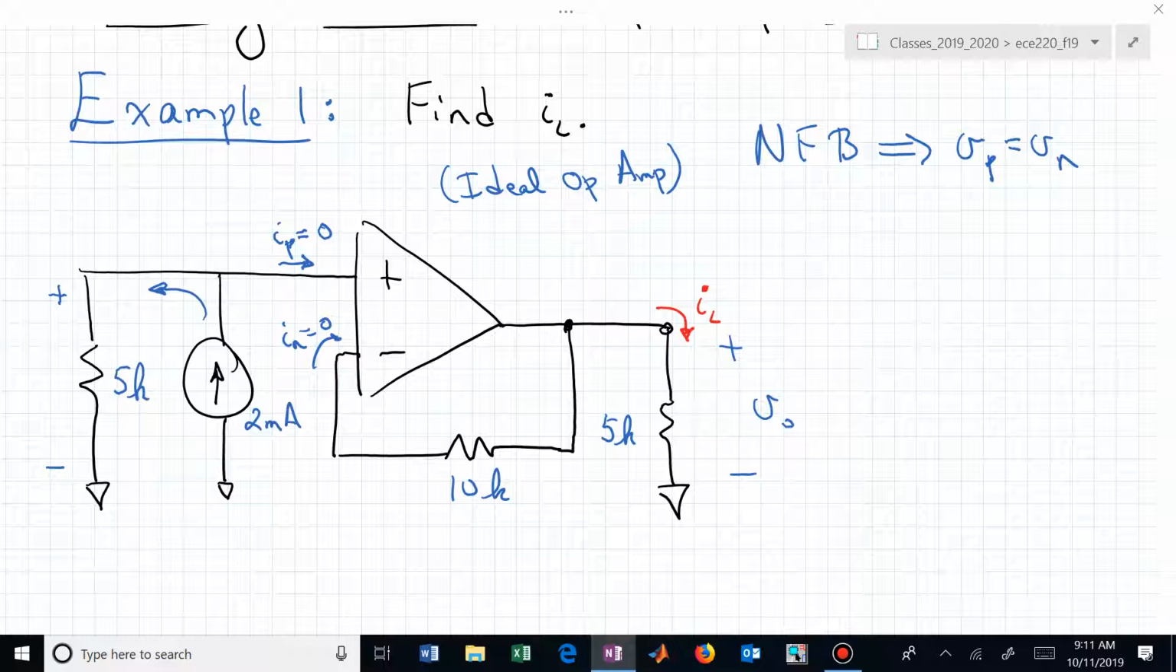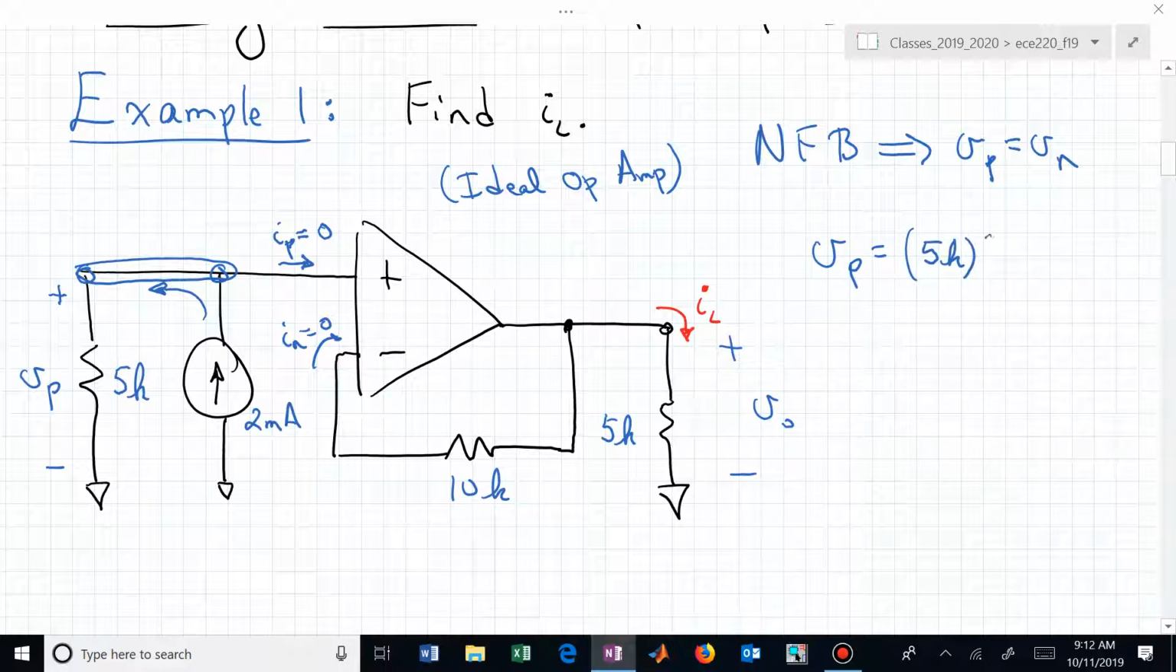It's V sub 5, or it's also what? What's this node or this node? They're all the same. Isn't that the non-inverting pin? This is the voltage at the non-inverting input pin. What is V sub P? Ohm's law. We have R times I. The M and the K cancel. We had 10 to the third and 10 to the minus 3. So now we have 10 volts at V sub P.